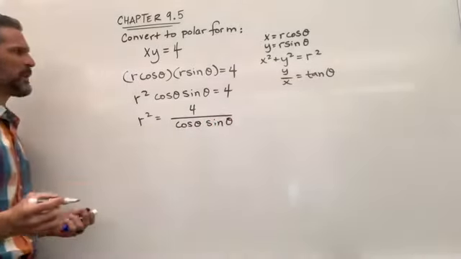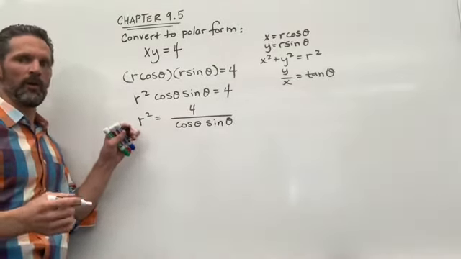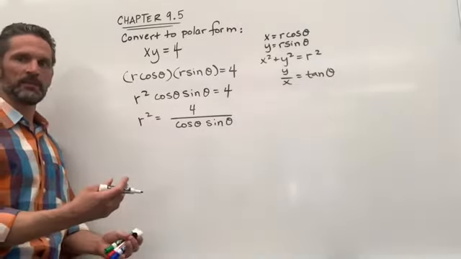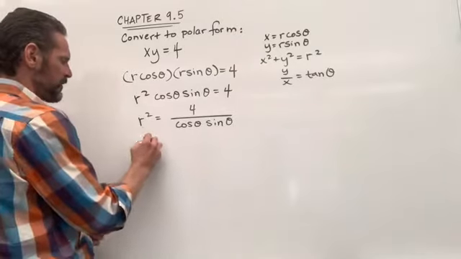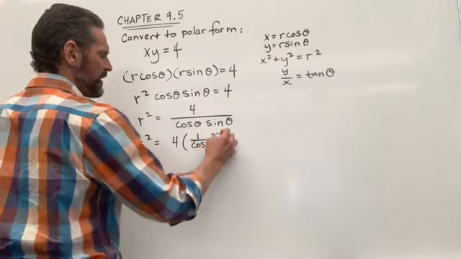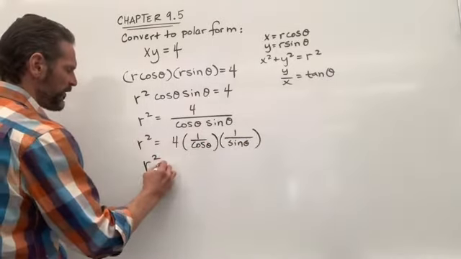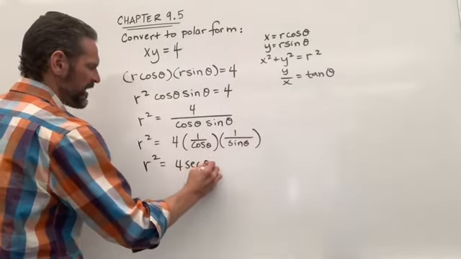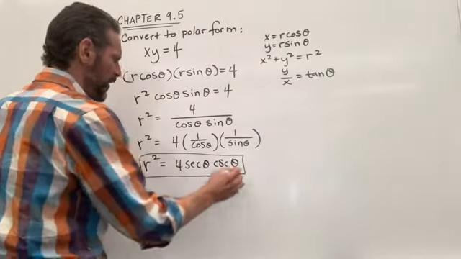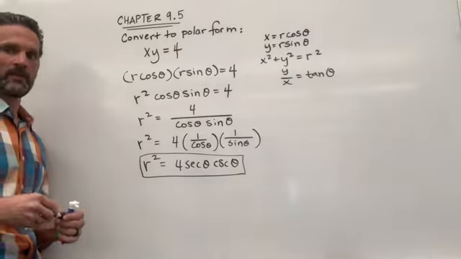In this, I'm given special instructions. I'm almost always trying to get r all alone to make r a function of theta. So we can leave this as r squared, and I would specify that for you. So r squared equals 4 times 1 over cosine theta times 1 over sine theta. And when we simplify further, we get 4 secant theta cosecant theta. And there would be our answer. Now, this is not r, but we can see that r squared is a function of theta.